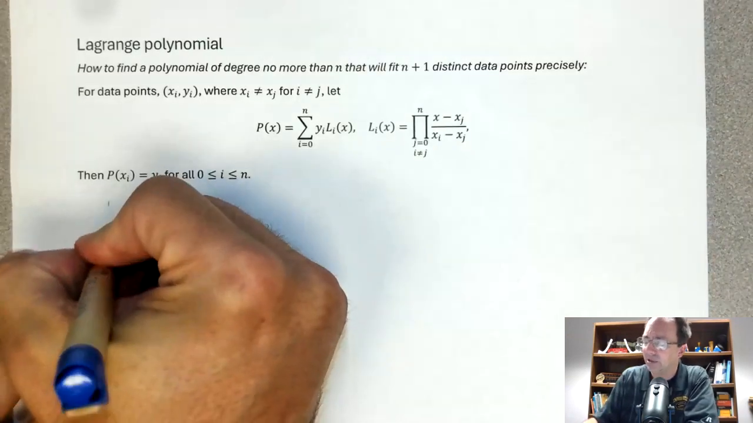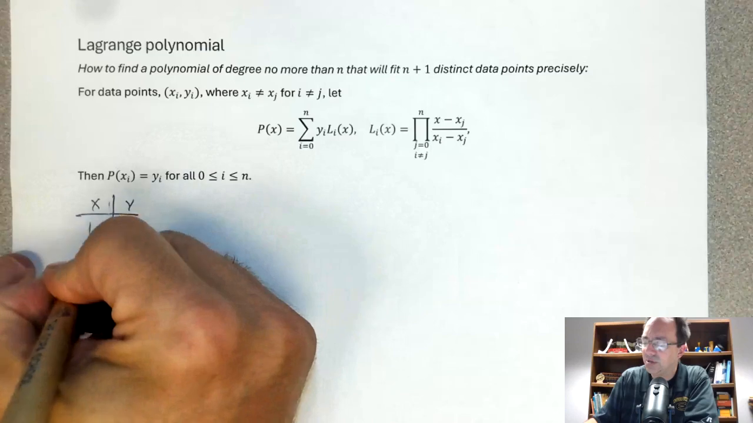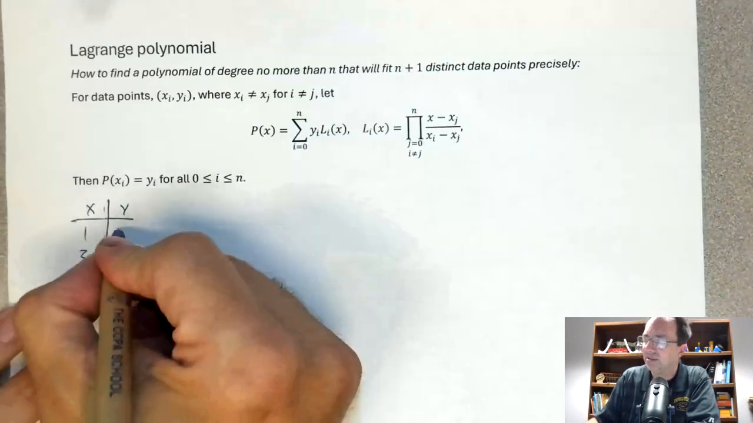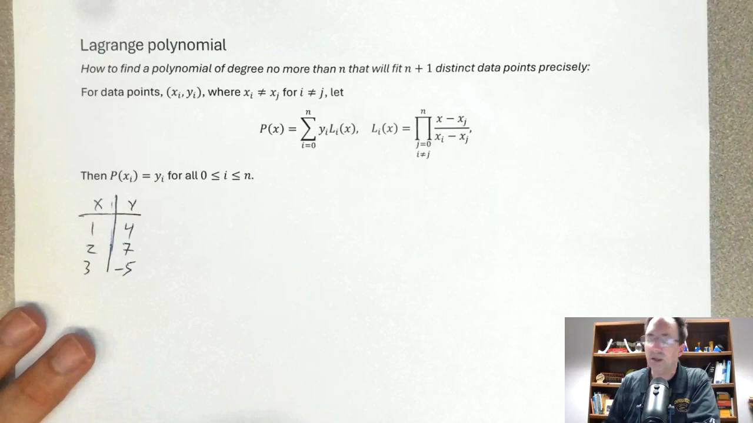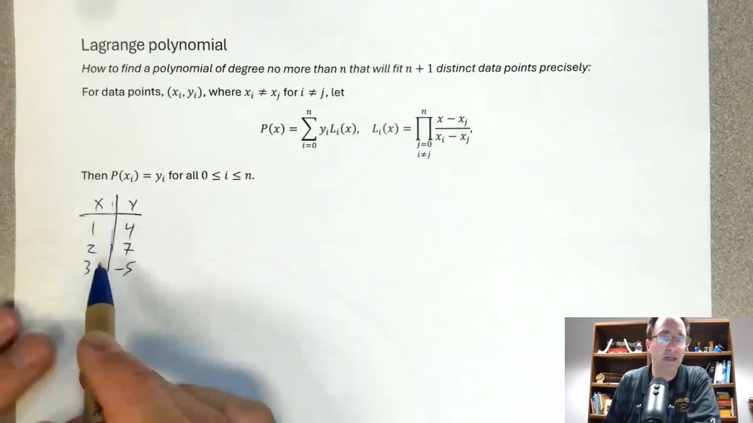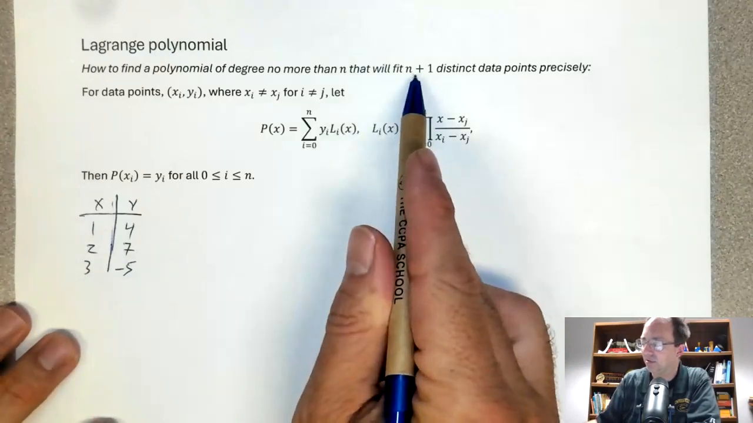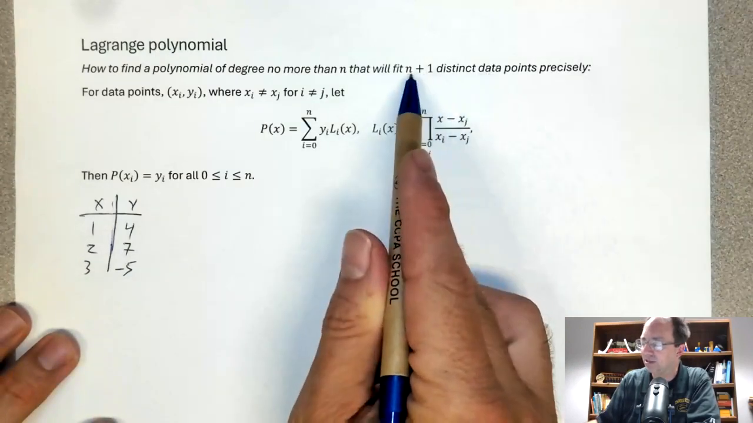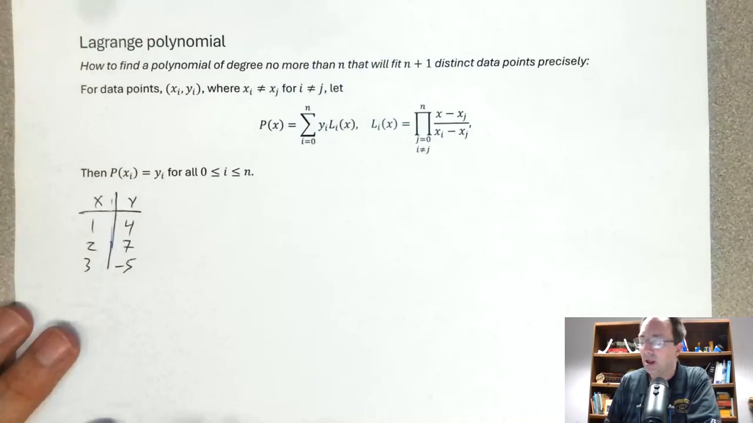So just to give us some data to work with, let's say we have x values of 1, 2, and 3, and y values of 4, 7, and negative 5. Now, of course, there's lots of ways to fit a parabola through this data set. Notice it's 3 points, so n is 2, so that means degree of 2, so that's why it's a quadratic. But we want to do it in the spirit of the Lagrange polynomial.